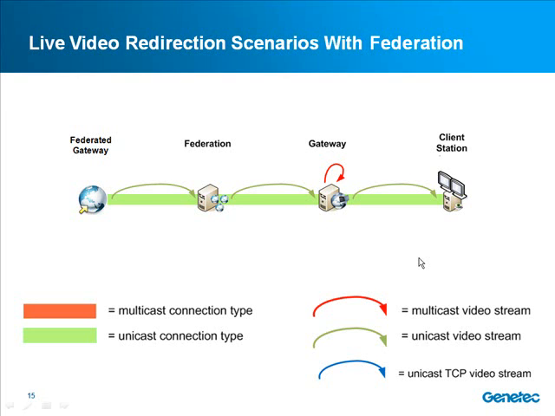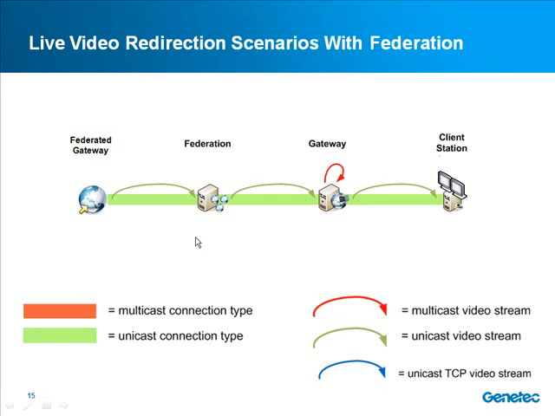So before going into the setup for a federated directory, let's take a look at how video redirection works in a federated environment. There are 4 components we need to consider when looking at the path the video stream will take. We can take a quick look at a network path example using full unicast to see these 4 components.